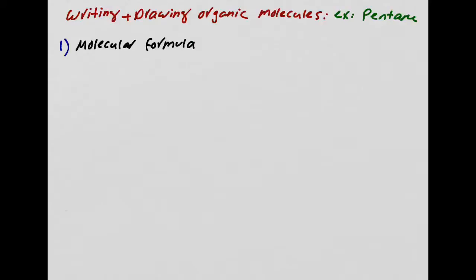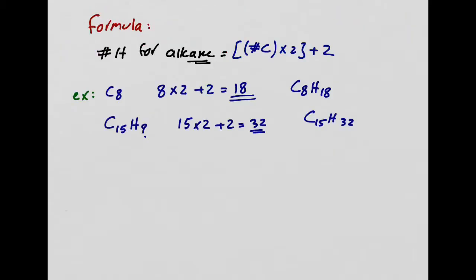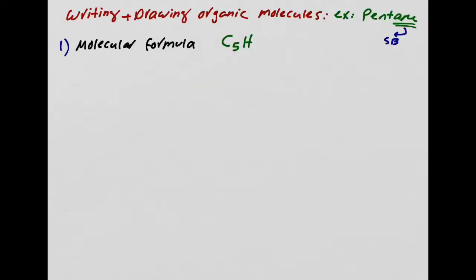So I said I have pentane. Okay? If I say I have pentane, it ends with ane, so you know everything is single bond, right? SP3 for single bond because it's pentane. Okay. Pentane means 5, right? So what's going to happen is going to be C5. Now how many hydrogen? Number of carbon times 2 plus 2. 5 carbon times 2 is 10 plus 2 is 12. So that's a molecular formula. That's one way to write organic molecules. Molecular formula. Pentane is C5H12.